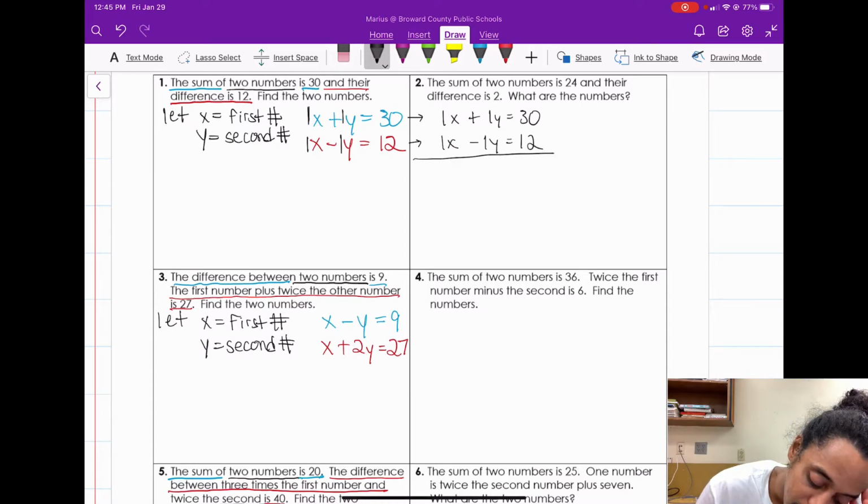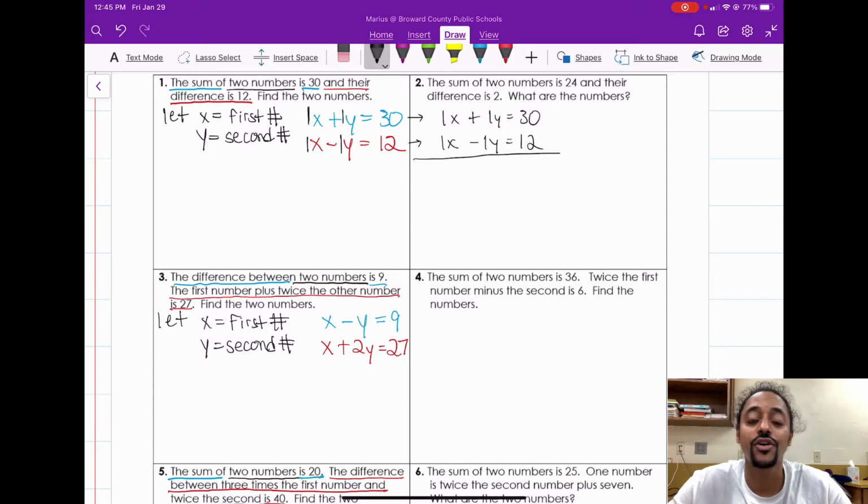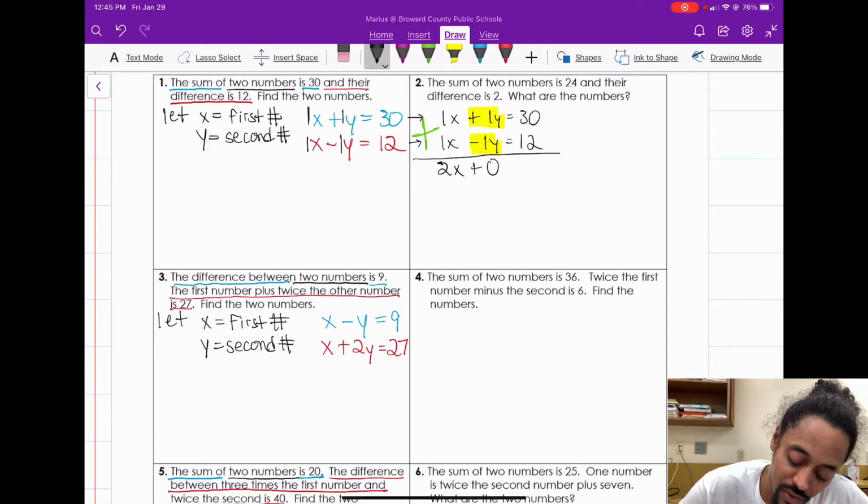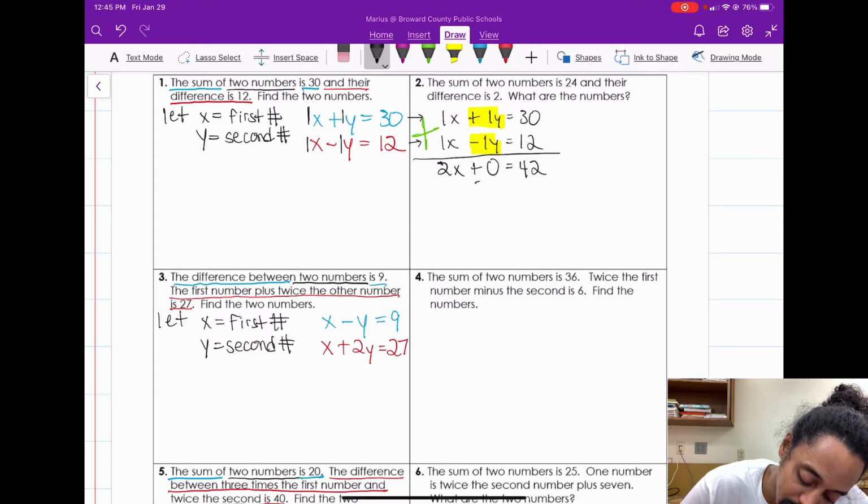Now, when we eliminate, we have to have opposite coefficients. They have to be the same number, but they have to be opposites. The variable that's already accomplishing that is the y. Both of them are opposites, so I can go ahead and add. When I add the x's, that becomes 2x plus 0, because positive 1y and negative 1y together make 0, and that's going to equal 42. 30 plus 12 is 42. So really we have 2x equals 42.